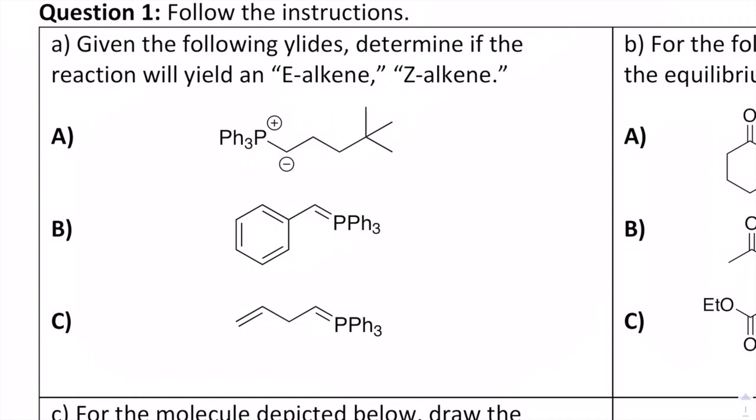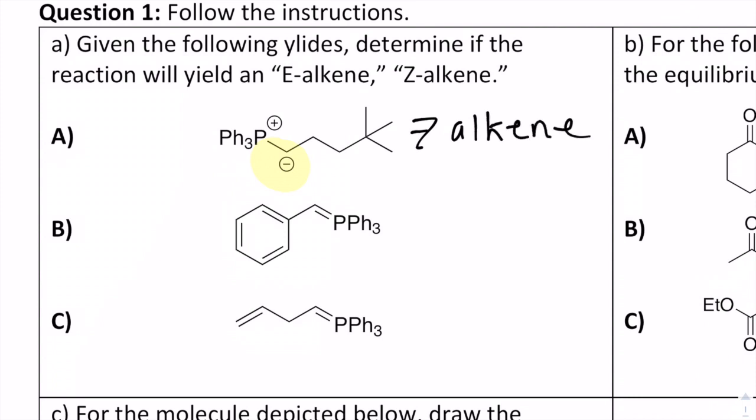All right, so the way that we determine whether or not these are going to form an E alkene or a Z alkene is to see if the ylides are stabilized by any sort of additional features like resonance or induction or things like that. When we look at part A, we see that we have this negative charge at this carbon position, and we really don't see any sort of additional stabilizing features. We don't see resonance possible or induction that spreads. So this would be considered a Z alkene. Let's look at B.